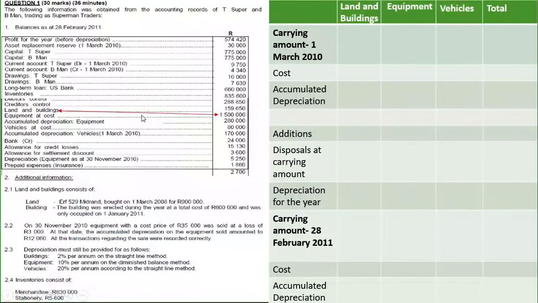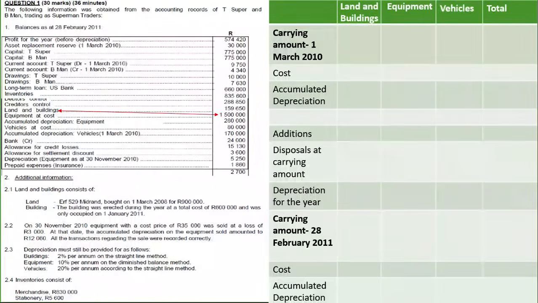So before we plug in the figure, let's go to additional information to see if there was any changes to land and buildings. 2.1 tells us that land and buildings consists of land which was bought on 1 March 2008 for 900,000 rand. What does that mean? 1 March 2008, that is before the beginning of this period.